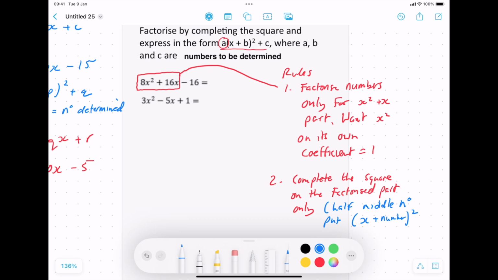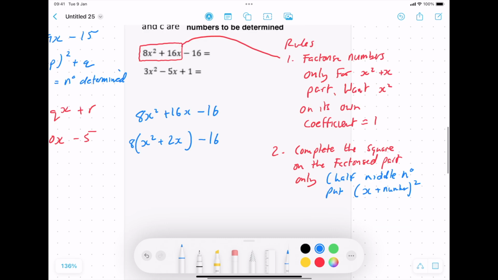So let's rewrite it here. You've got 8x squared plus 16x minus 16, and it must finish in the form a bracket x plus b close bracket all squared plus c. So factorize the numbers only for the x squared plus x part. So I want to get x squared on its own. We can see we have 8 and we have 16. 8 will be the highest common factor going into both of those terms. Remember, we are not factorizing the x's, just the numbers.